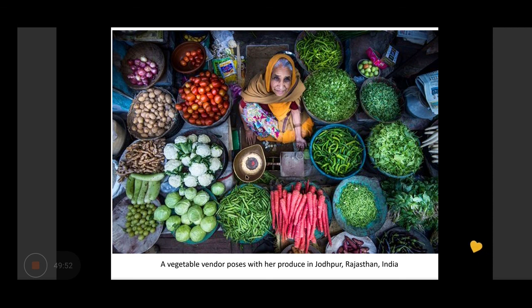This is a vegetable vendor in Rajasthan, and she has all her vegetables arranged around her.